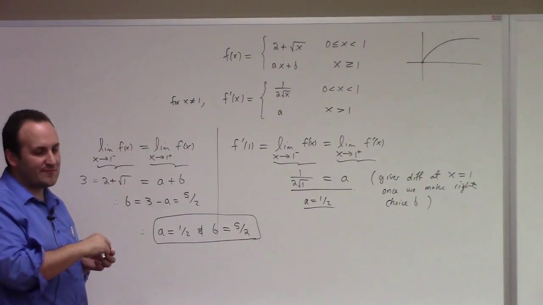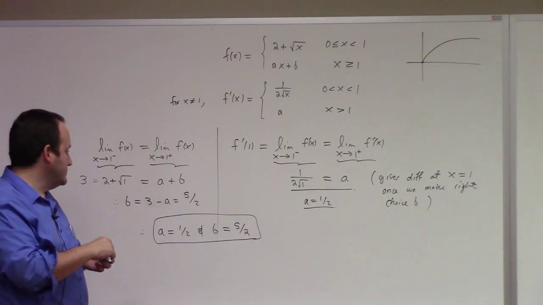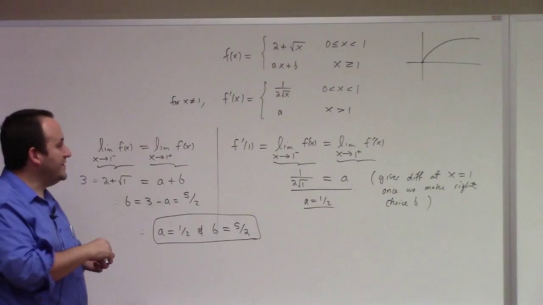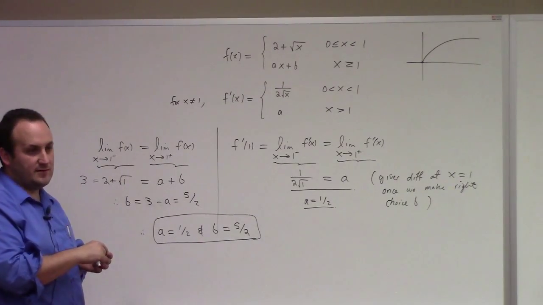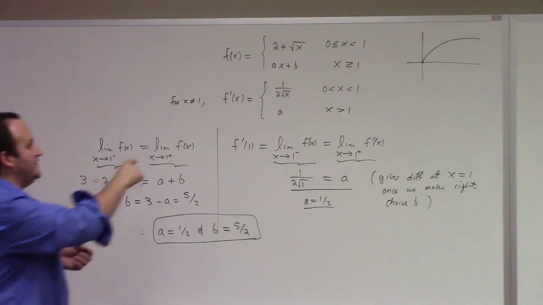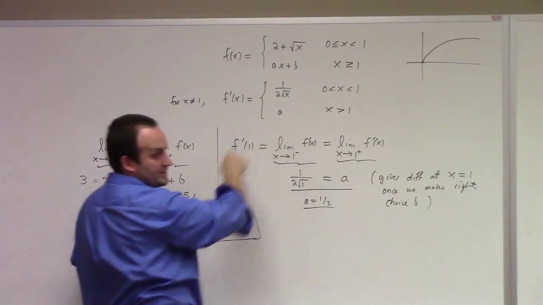Where did the b go in f to f prime? b is a constant, so it differentiates to 0. But that is a very good question. So I differentiate this expression to get that one.